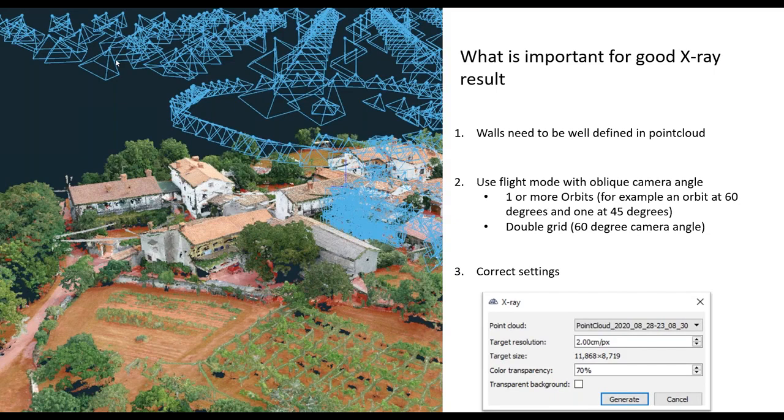And then the final step for good X-ray results will be correct settings for X-ray. This one will actually be very simple. All we have to do is select the correct resolution and correct color transparency. For 99% of the cases that you will do, I just recommend you to use 2 centimeters for resolution and 70% for color transparency.